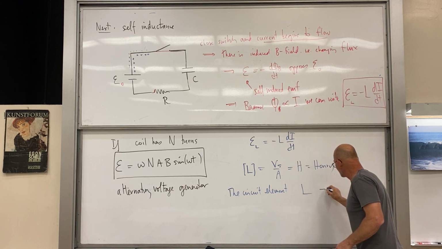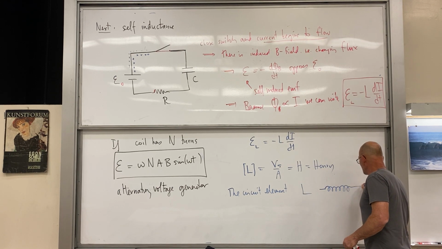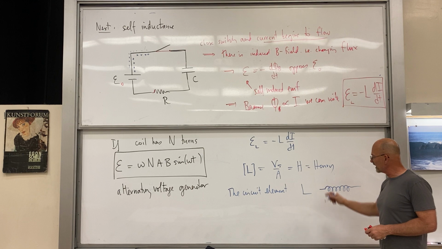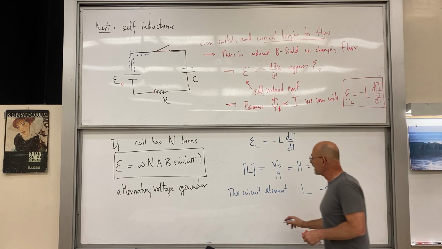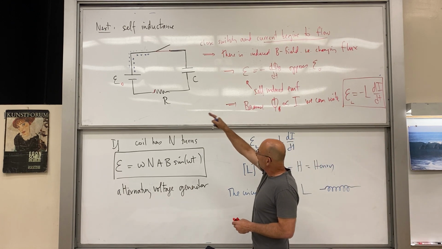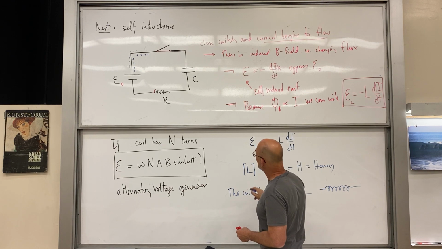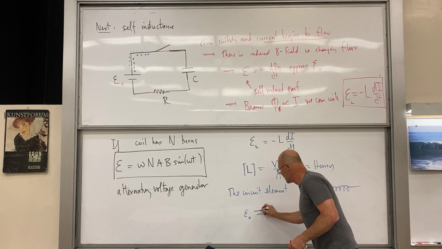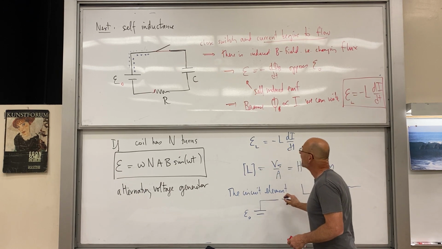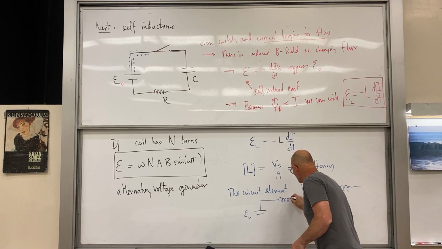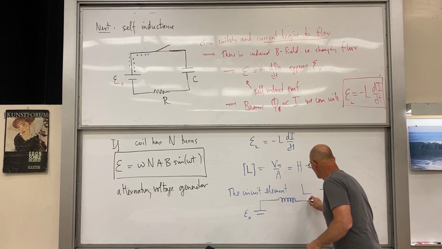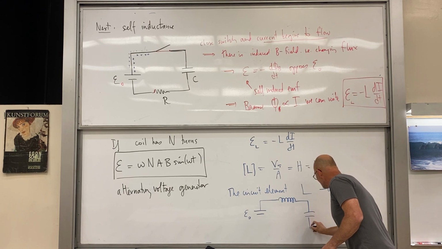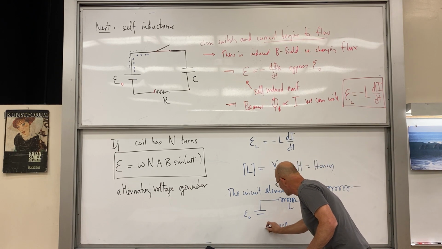L looks like this, in honor of a coil with so and so many turns. Okay. And if we had our idealized circuit there, I could say my battery was E0, and then I'll leave the switch out, there's L, and then I could have had C, L, and R.